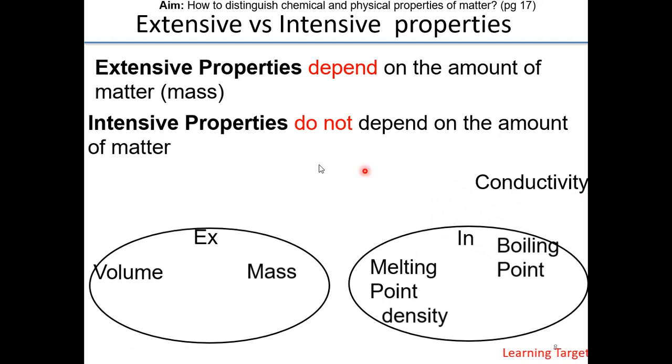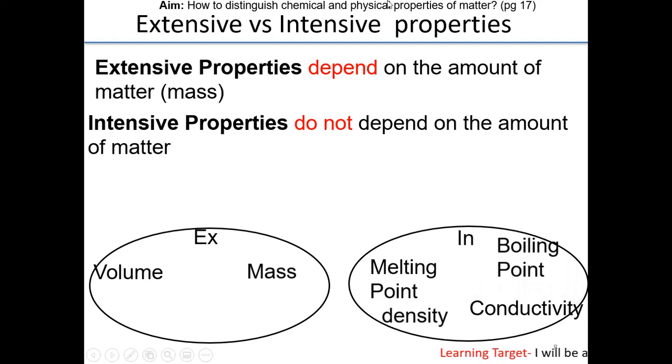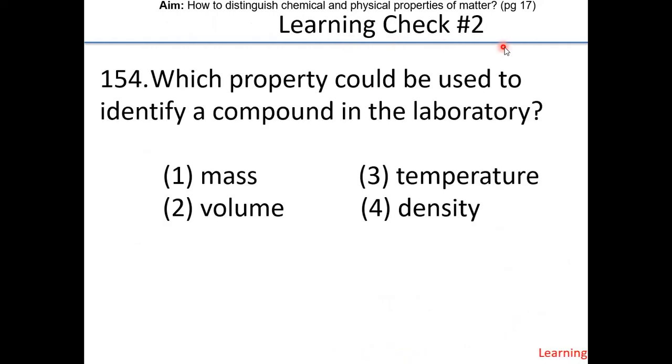Conductivity is also an intensive property, right? It does not depend on the amount of matter you have. Let's say you have a small piece of metal versus a big piece of metal. Both will conduct electricity. Learning check number 2.